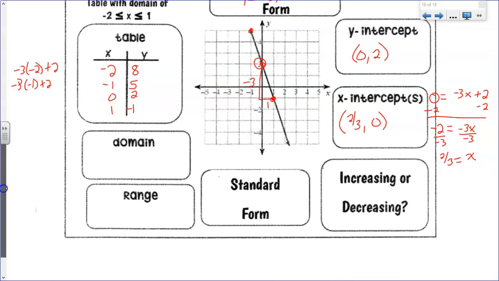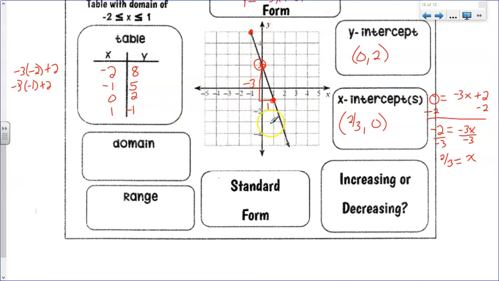Okay, domain. Now for this line, you can tell how far left is this line going to go? Well, there's an arrow here under this dot, so it's going to go on and on forever. How far right? Forever. So it's going to be all real numbers. So we could say from negative infinity to positive infinity. The range, how far down will this go? Negative infinity. How far up? Positive infinity. So negative infinity to positive infinity there. So the domain for all linear functions, which means a straight line, unless they have an endpoint, and that would make it a segment, is always going to be all real numbers.